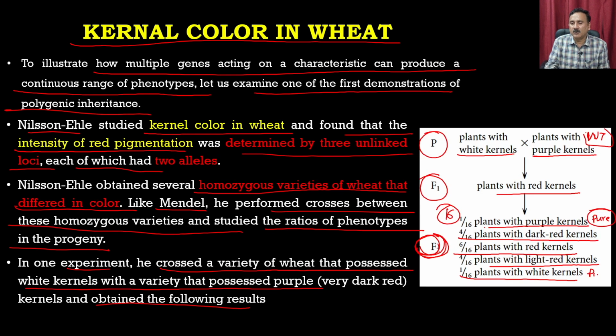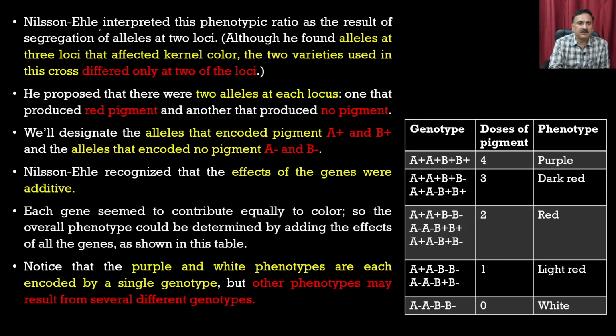This is also going to be pure, which is just like the parents. And these three are actually the different combinations where the different types of genes are present, right? Now, the scientists interpreted the phenotypic ratio as a result of segregation of alleles on the two loci. So he found that there are three loci that affected the kernel color, with variation in only two of the loci.